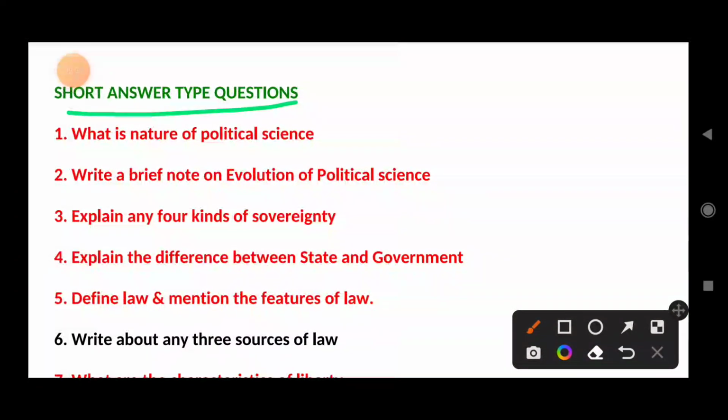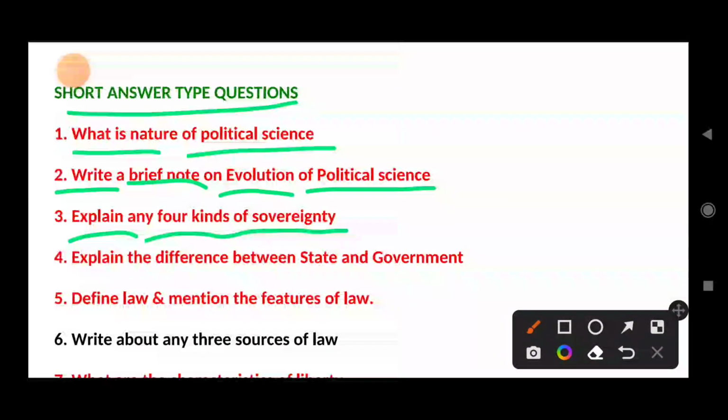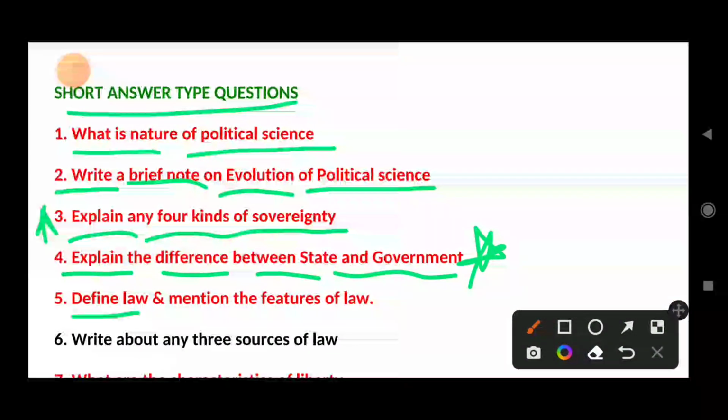So let us see the short questions. What is the nature of political science? Write a brief note on evolution of political science. Explain any four kinds of sovereignty. I said sovereignty will be asked in long as well as in short. Explain the difference between state and government. This is also an important one.